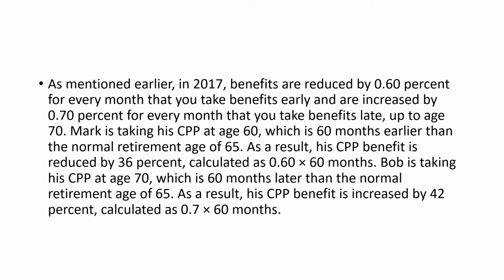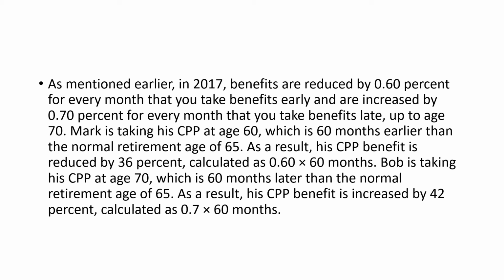As mentioned earlier, in 2017, benefits are reduced by 0.6% for every month that you take benefits early, and are increased by 0.7% for every month that you take benefits late, up to age 70. Mark is taking his CPP at age 60, which is 60 months earlier than the normal retirement age of 65. As a result, his CPP benefit is reduced by 36%, calculated as 0.6 times 60 months.